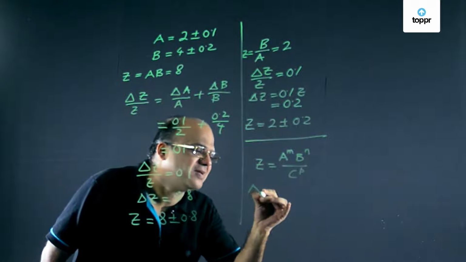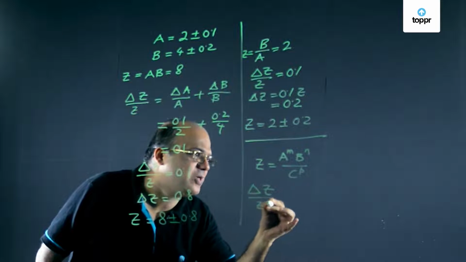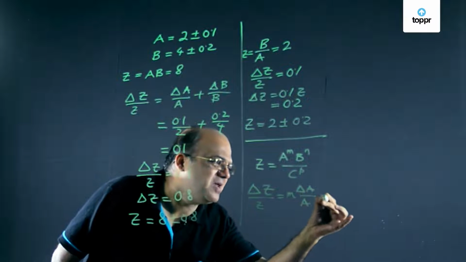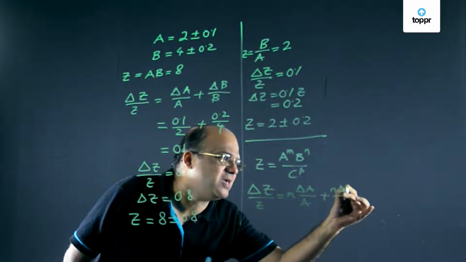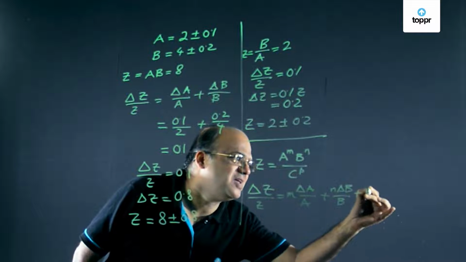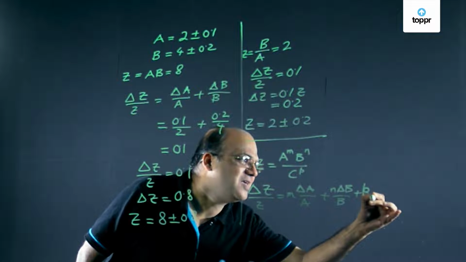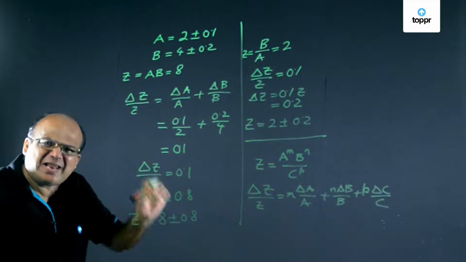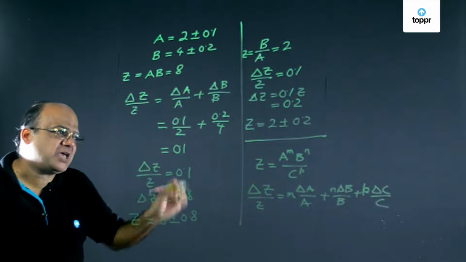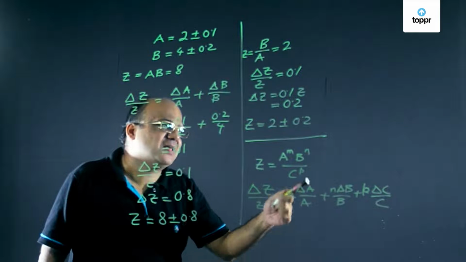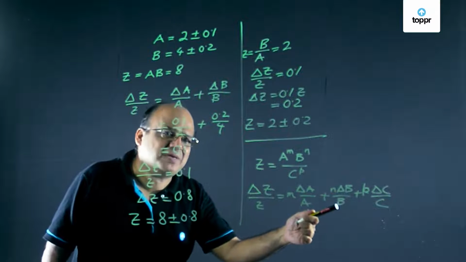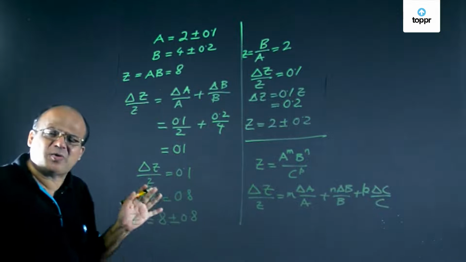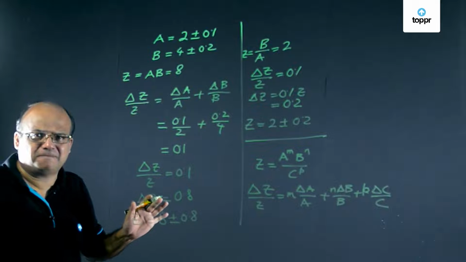So error in Z by Z will be equal to M times error in A by A plus N times error in B by B plus P times error in C by C. So error in Z by Z is equal to M times error in A by A, N times error in B by B plus P times error in C by C. This is how we handle errors in power.